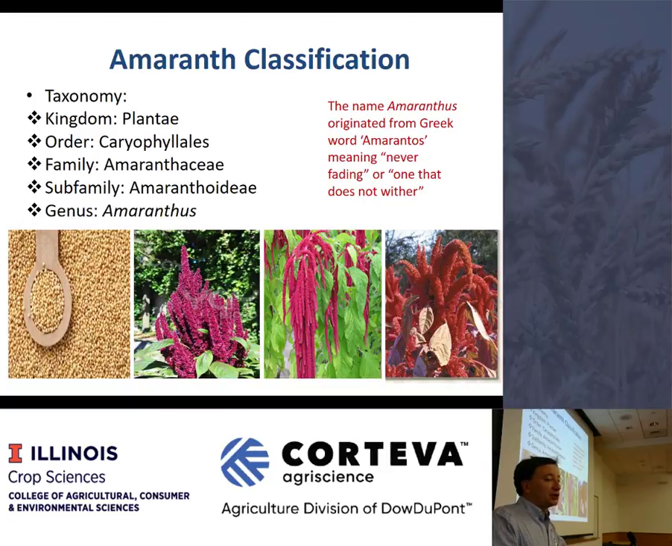As far as classification, you've seen some of these pictures. I'll emphasize the genus at this point and the fact that Amaranthus comes from the word amaranthos in Greek, never fading, or one that does not wither. So it's always been recognized as one of those fabulous plants that just survive a drought spell, survive a tough spell, and we see it often in our fields.